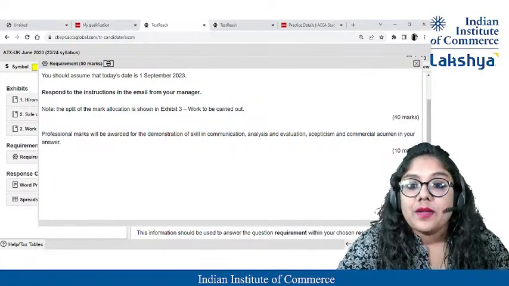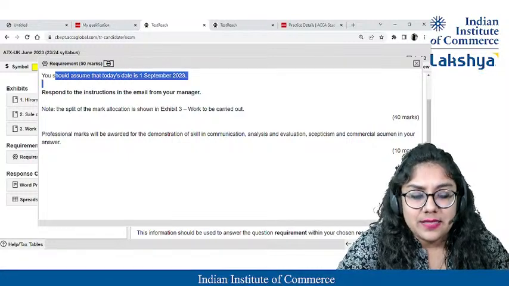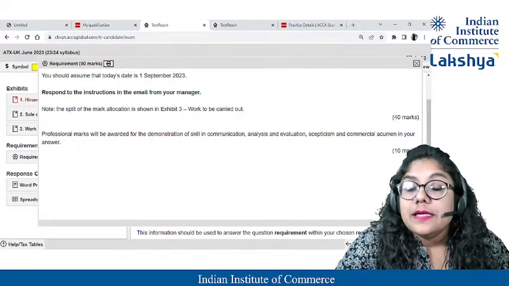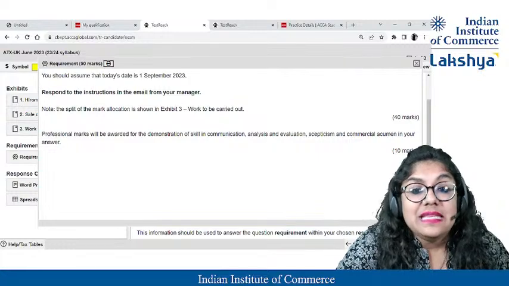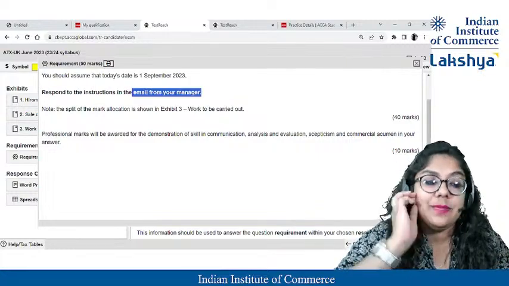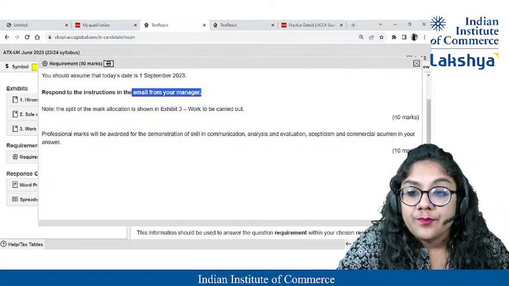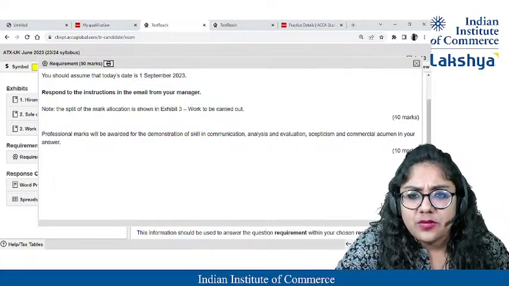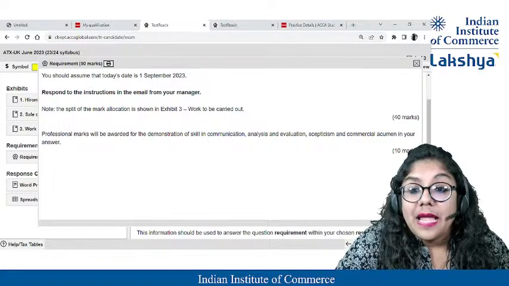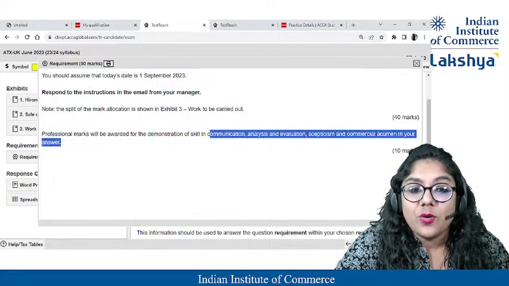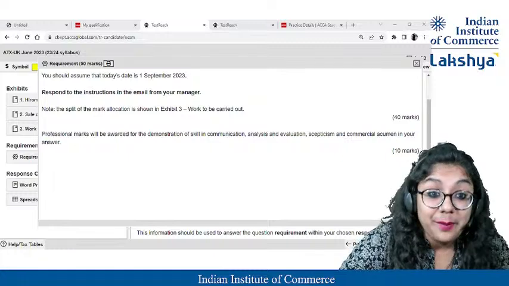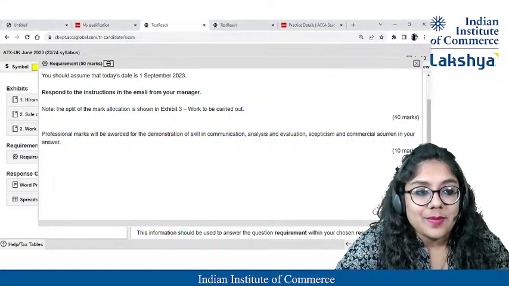So see, you should assume today's date is given in some way or the other. Respond to the instructions in the email from your manager. Okay, so there is some email, and I have to respond accordingly. Worth 40 marks. The split of marks is shown in exhibit 3, so maybe we have to see exhibit 3. And your professional marks will be allocated on all this stuff, which is nothing other than 10 marks.